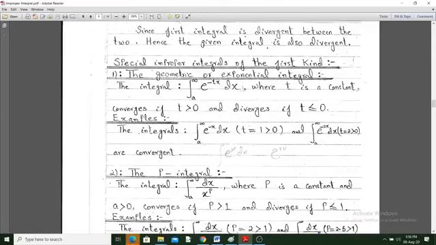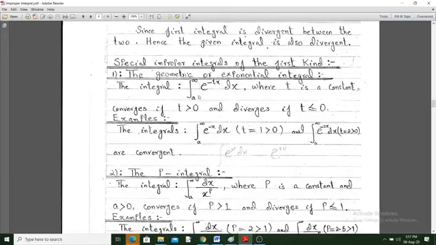You see the integral of this type. And what is its type? This is actually a first kind, because the upper limit is infinity. So this is first kind. This integral is called the exponential integral, where t is a constant, and this integral is convergent if t is greater than 0, and diverges if t is less than or equal to 0. You can see the proof of this theorem in any advanced calculus book.